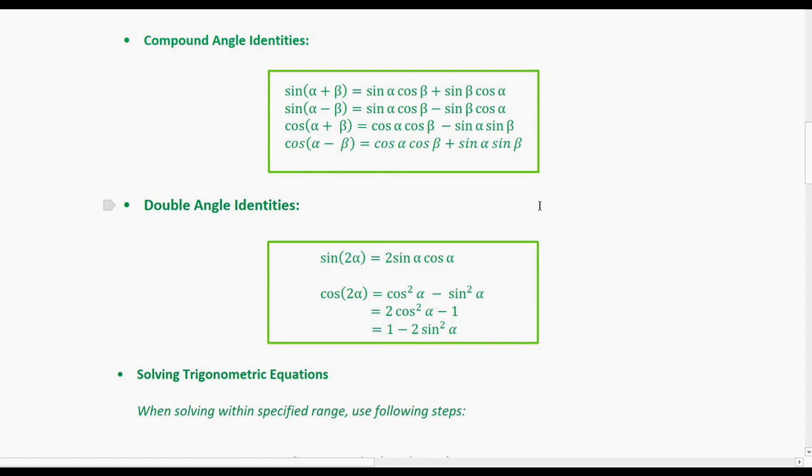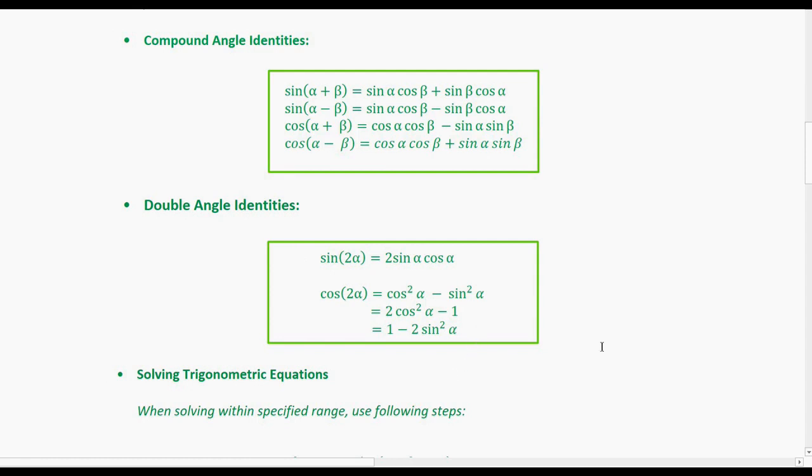Then I covered the double angle identities, which are just an extension of the compound angle identities, more specifically the summation ones, where instead of having two different angles added together, you turn them into the same angle. So you would turn beta into alpha in both cases, which finally gives sine 2 alpha equals 2 sine alpha cos alpha. Then cos 2 alpha equals cos squared alpha minus sine squared alpha, which by applying the square identity and rearranging, you can rewrite as either 2 cos squared alpha minus 1 or 1 minus 2 sine squared alpha.